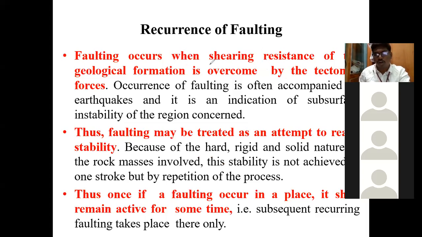Usually we consider a fault has happened in a rock bed based upon the shear resistance overcoming any tectonic forces acting on the rock bed or rock strata. If tectonic forces are acting on any rock bed or rock strata, then we say that folding is happening, where the beds are bent upwards or downwards. But if the shear resistance is more, then we say that faulting has occurred. So that is all about the recurrence, or we can say the occurrence, of faulting.